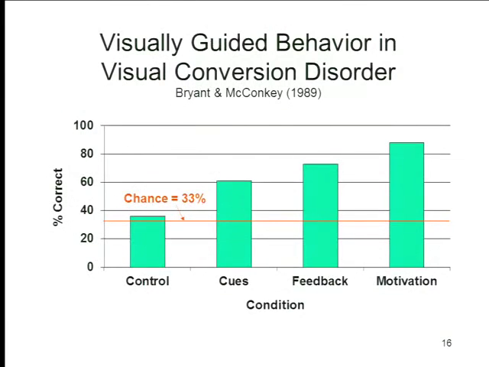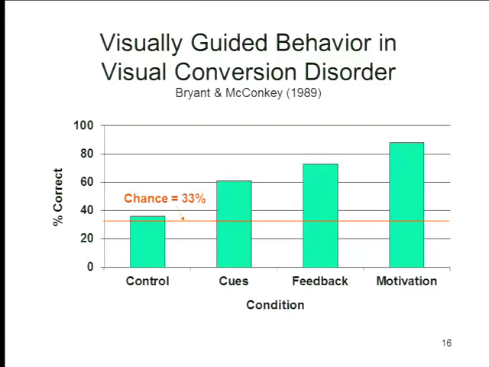In a control condition where the lights were not illuminated, the patient was performing roughly at chance levels. About 37% of the time, she'd pick the right switch, whereas chance performance would be 33%. As soon as the cues were turned on, a light would go on above the correct switch. The patient's performance doubled to about 61%.